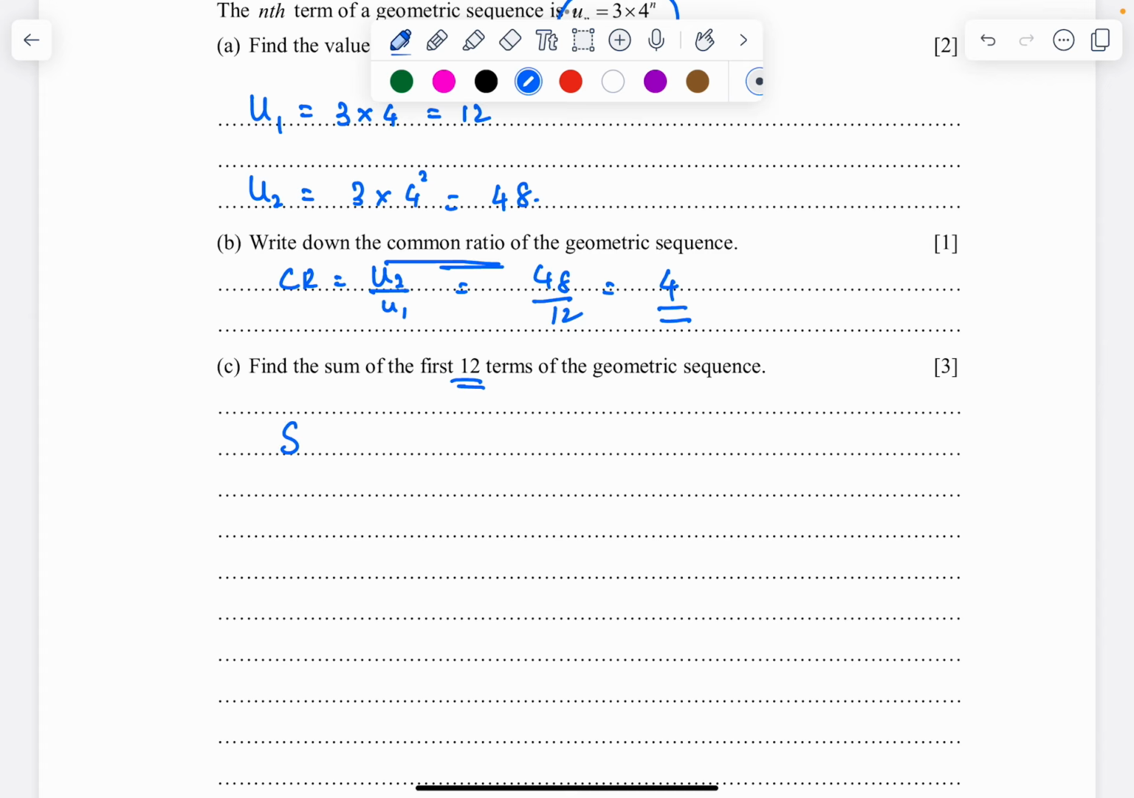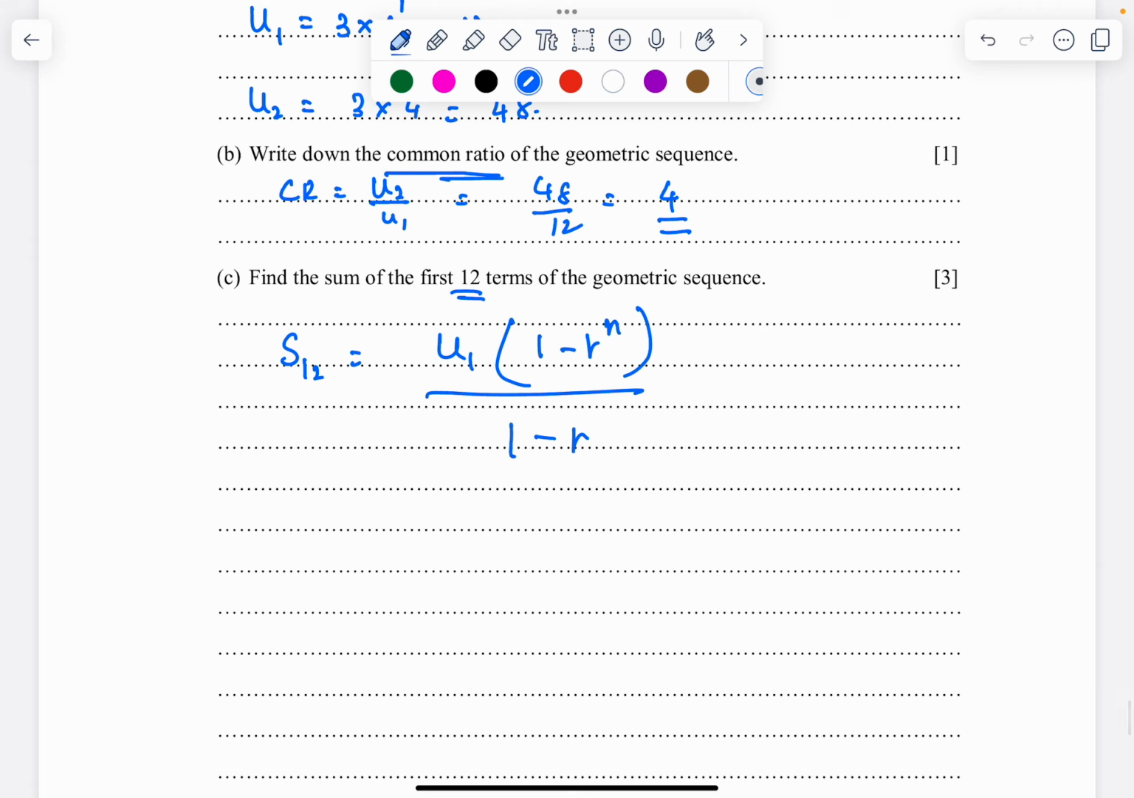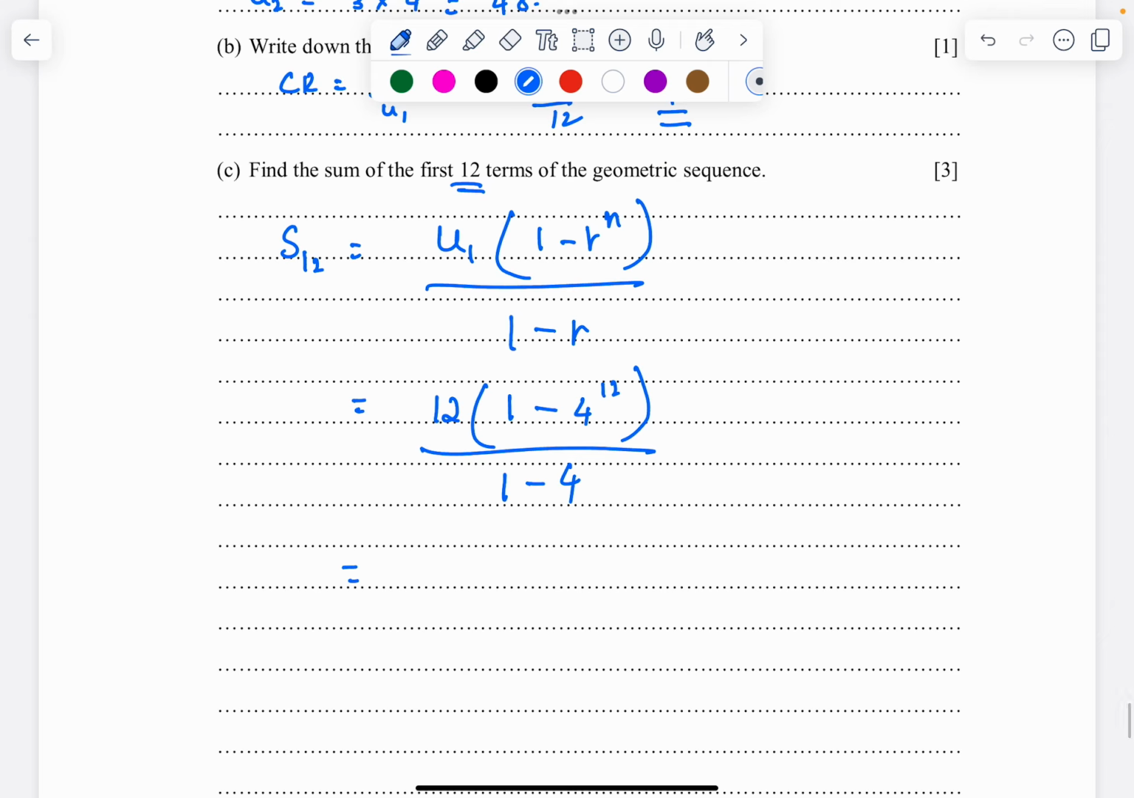Find the sum of the first 12 terms. So sum S12 equal to, what is the formula? u1 times 1 minus r to the power of n over 1 minus r. So this gives me u1 was 12 times 1 minus 4 to the power of 12 over 1 minus 4. So when you substitute, you will get the answer 67108860. So this is S12.